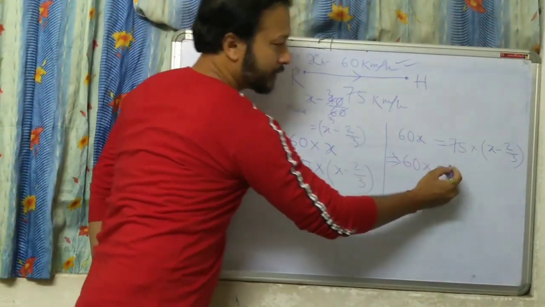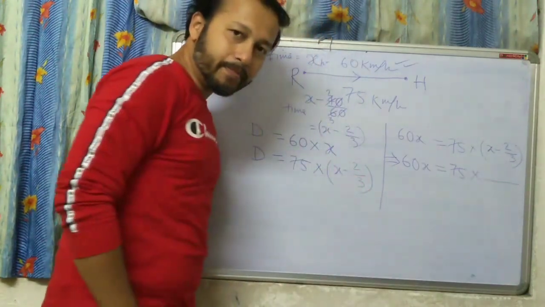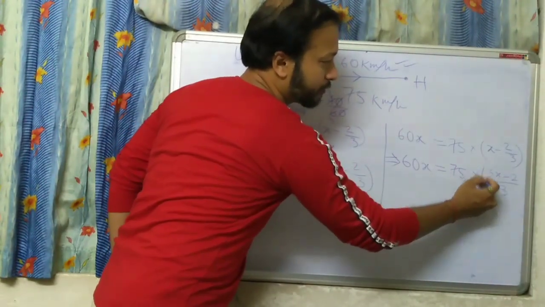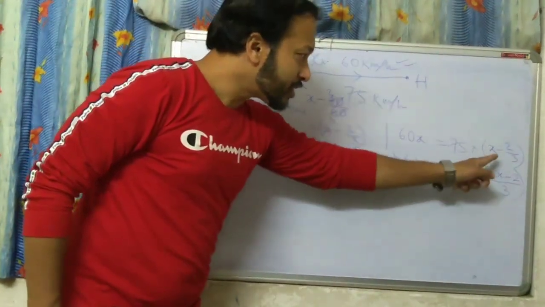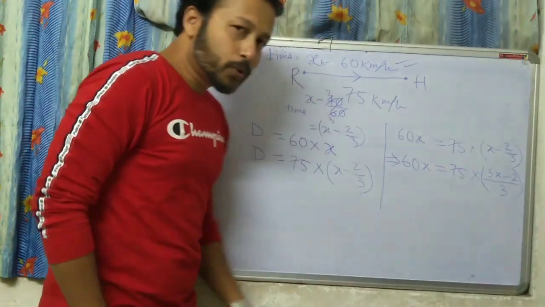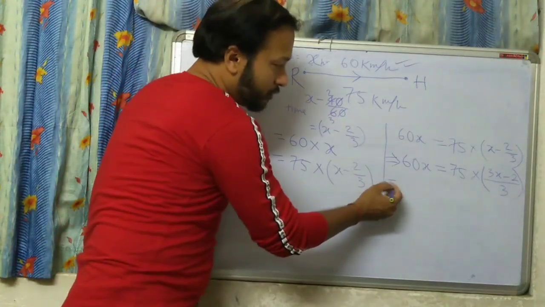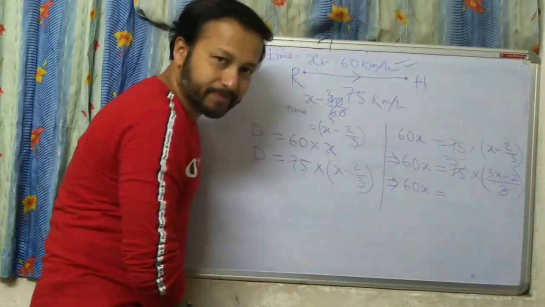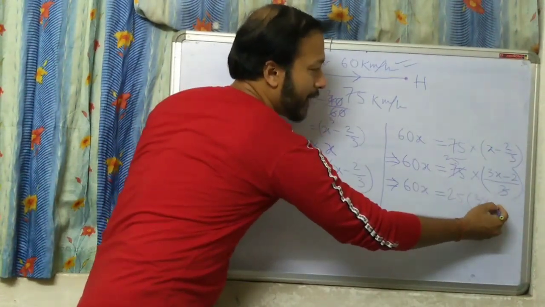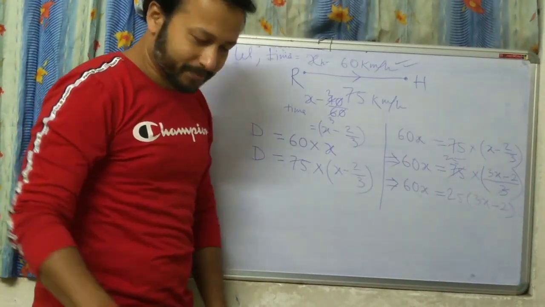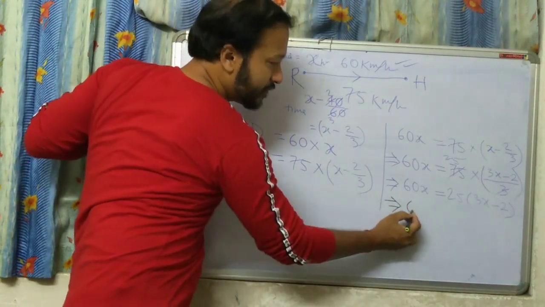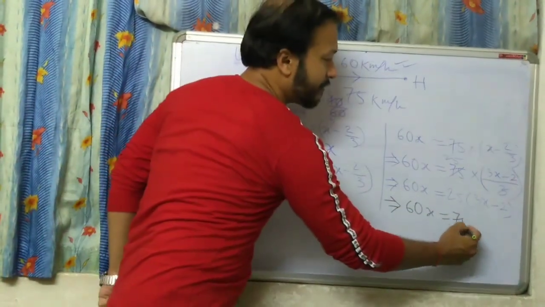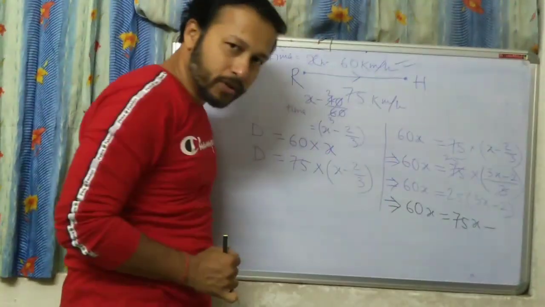60x equals 75 into, what is the LCM? 3. 3 into x, 3x minus 2. I am just subtracting the fraction. Now 60x equals, 3 twenty-fives are 75, so 25 into 3x minus 2. Understood? 60x. Now we'll remove this bracket. So 25 into 3x is 75x, minus 25 into 2, 50.